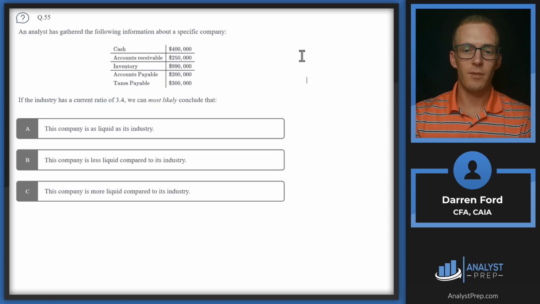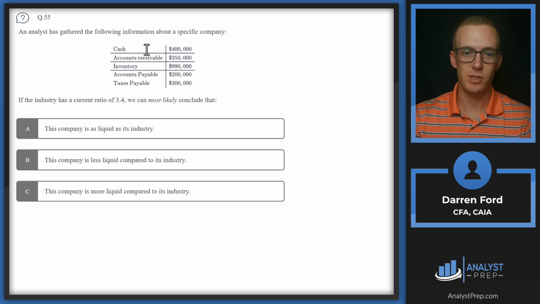Question 55. An analyst has gathered the following information about a specific company. So we've got some balance sheet information here. We've got cash, accounts receivable, inventory on the asset side. And then we've got accounts payable and taxes payable on the liability side.